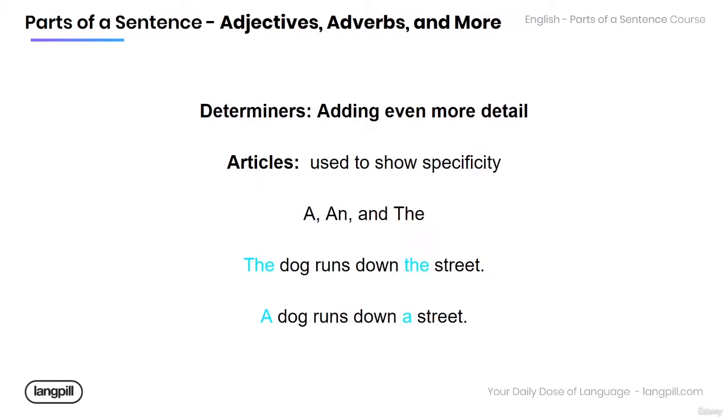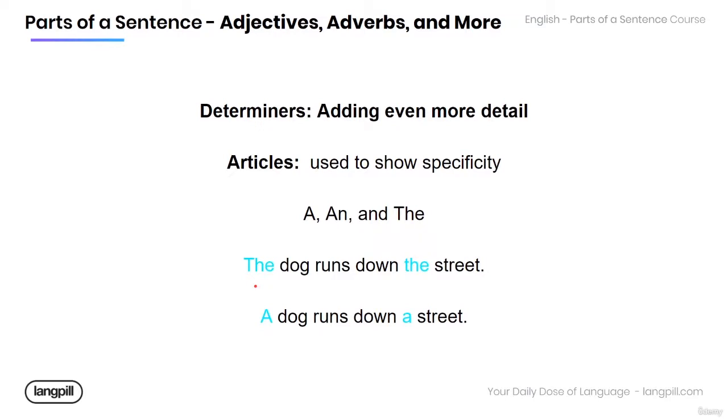If you want to sound like a native English speaker or someone who grew up speaking English, you need to make sure you are using articles. The number one sign that someone is not a native English speaker is they don't use articles when they speak. It's a dead giveaway every time. Articles are always used. Okay, so articles show specificity. So they show that it's a specific thing. And the articles we have in English are a, an, and the.